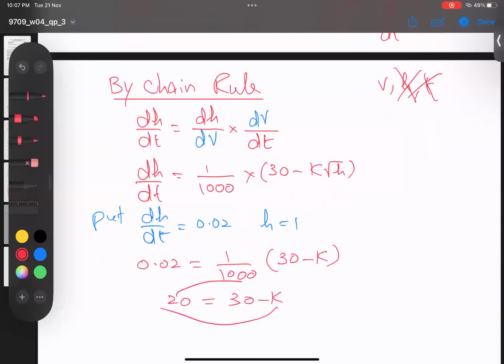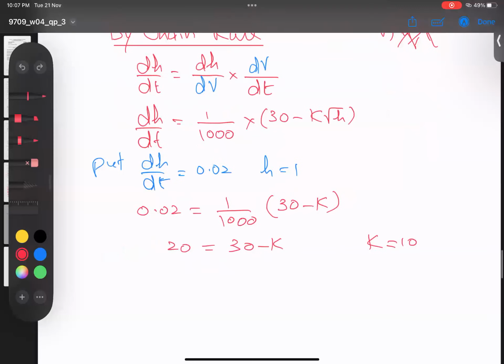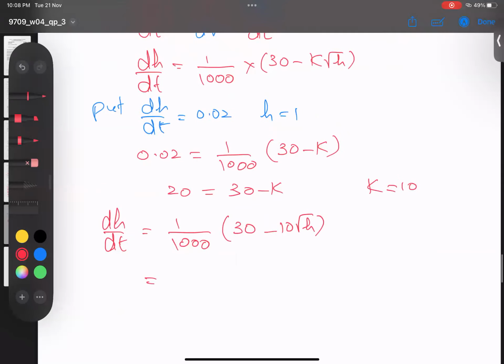K goes there, 20 goes on the other side, so the k value becomes 10. This 10 I'm going to put back there. So I get dh by dt is 1 over 1000, already available, times 30 minus 10 root h. So 10 is common inside, and when 10 comes outside, the 0 will cancel out.